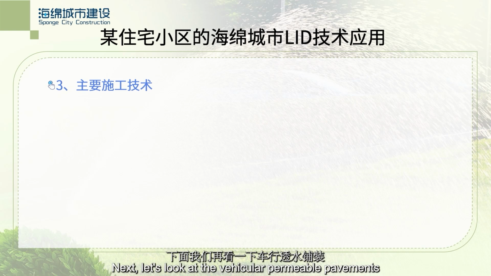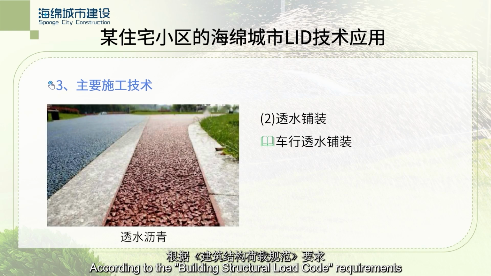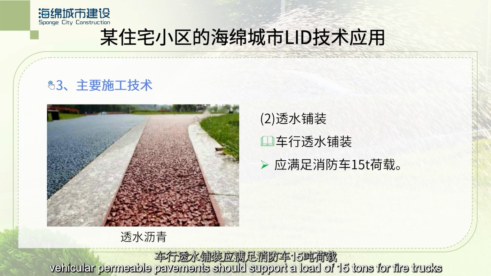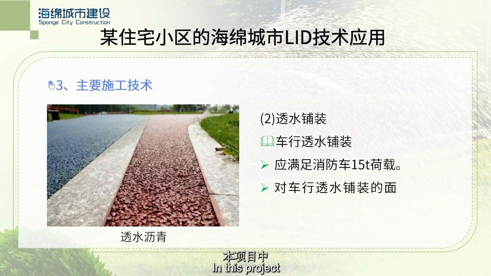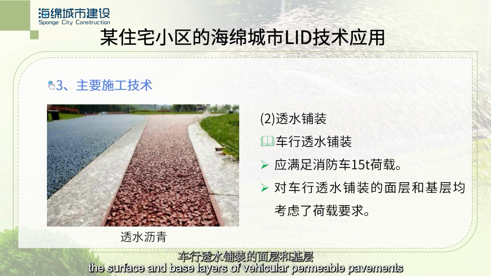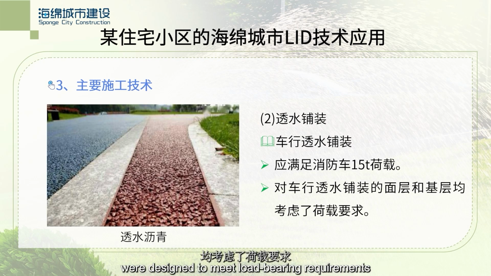Next, let's look at the vehicular permeable pavements. According to the building structural load curve requirements, vehicular permeable pavement should support a load of 15 tons for fire trucks. In this project, the surface and base layers of vehicular permeable pavements were designed to meet load-bearing requirements.